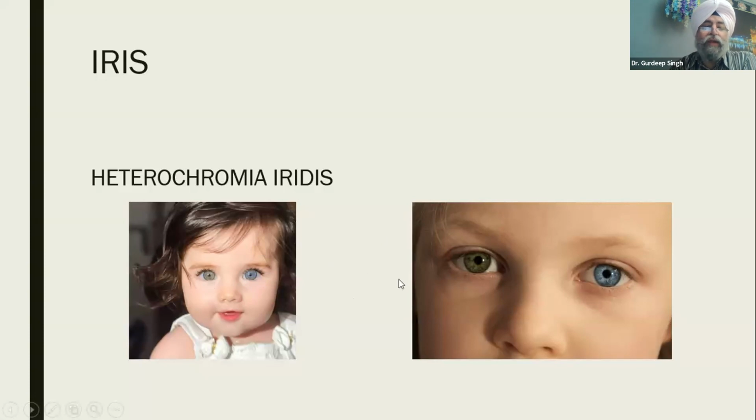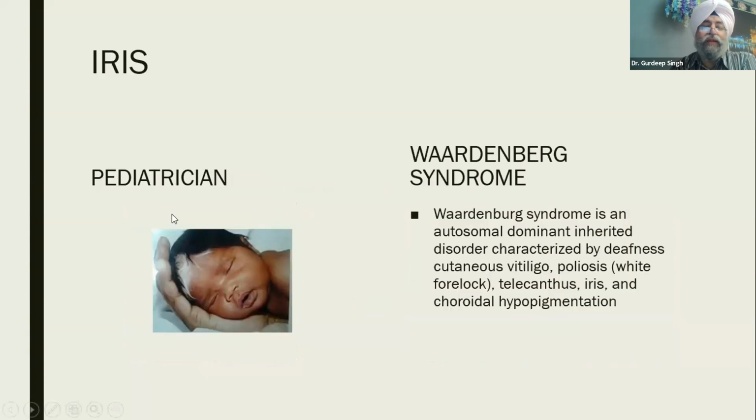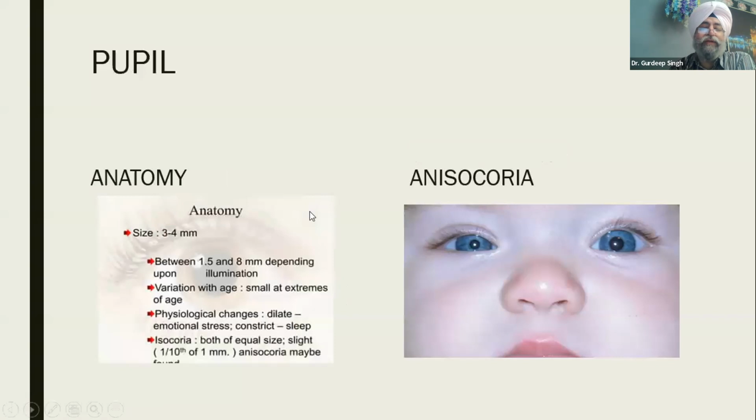And heterochromia iridis, why I mentioned it here, is because it has a well-known association with something like Waardenburg syndrome, but this needs to be looked at along with vitiligo, poliosis, and telecanthus. So this can give some kind of a clue. Maybe this can be Waardenburg. So that is why I mentioned it here.